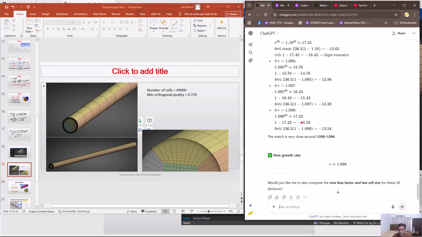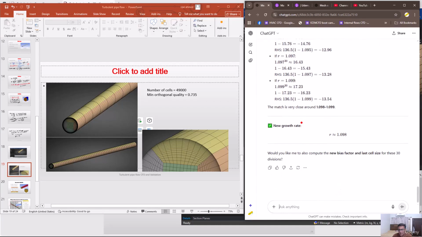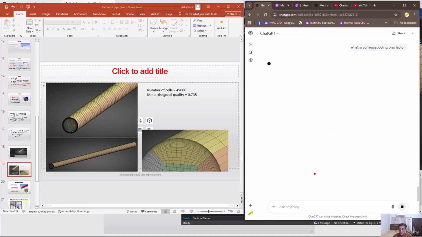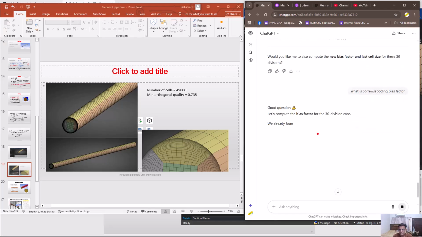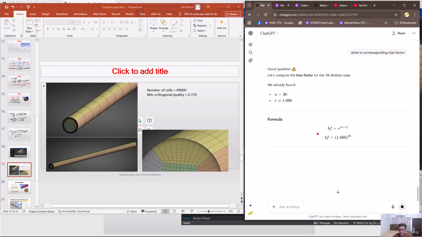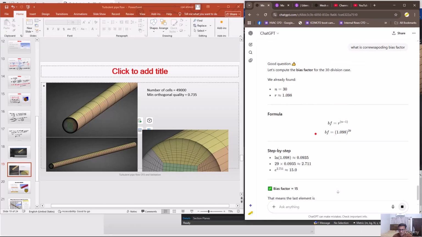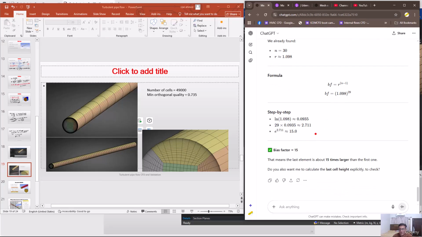Okay, so the growth rate is around 1.098. Okay, that is around 1.1. What is the corresponding bias factor? So 15. Okay, so from 19 now this becomes 15. Okay, so actually both things will work.